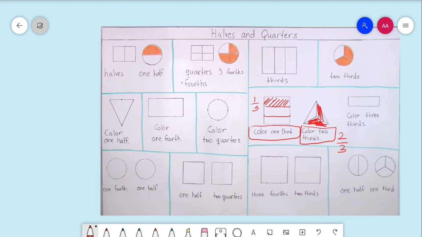Now color 3/3 of a rectangle. 3/3 of the rectangle actually means color the whole rectangle. So if this is 1, this is 2, and this is 3, and you've been asked to color 3/3, which is this portion and this portion, you're actually coloring the whole rectangle. So if we do this, 3 times 1 and 3 times 1 is 3, so this equals 1.